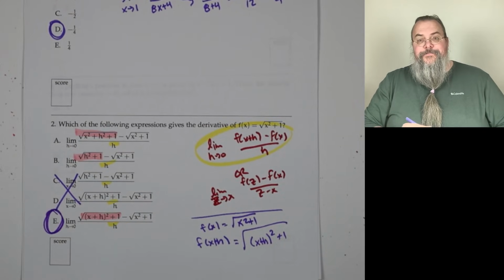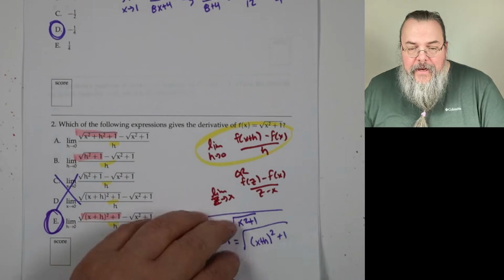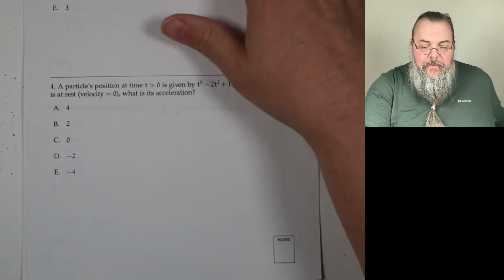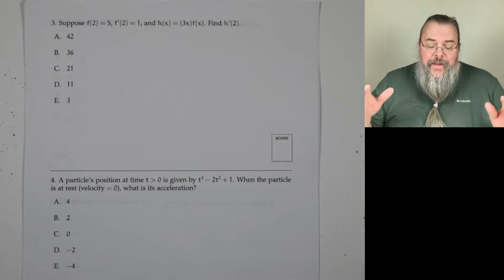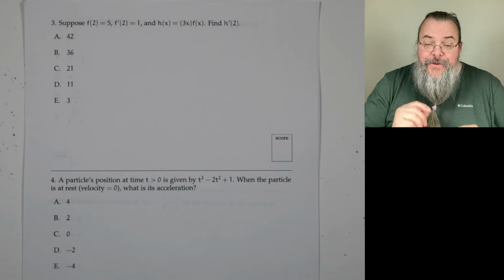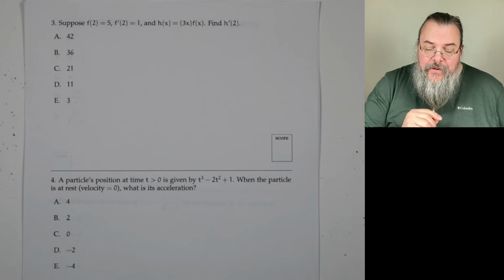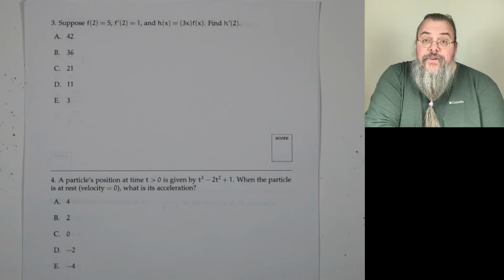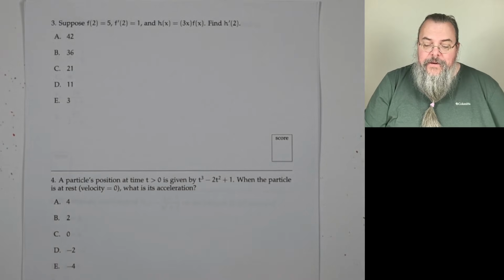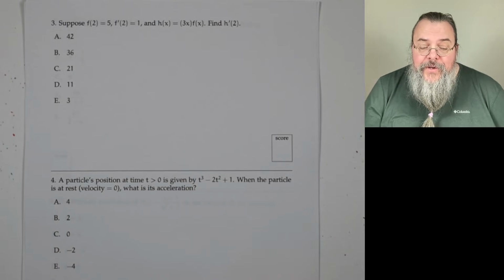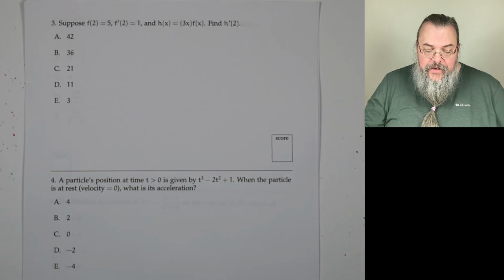There's our answer. Okay, that's 2 down. Let's keep going to number 3. Suppose f of 2 equals 5, f prime of 2 equals 1, and h of x is 3x times f of x. Find h prime of 2.